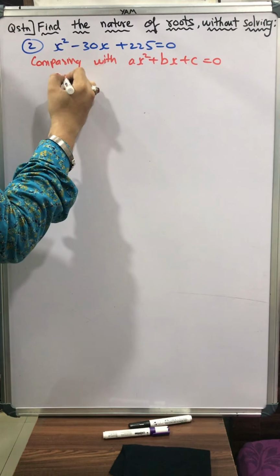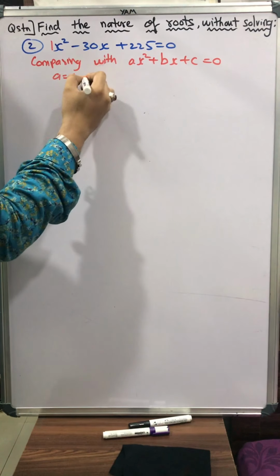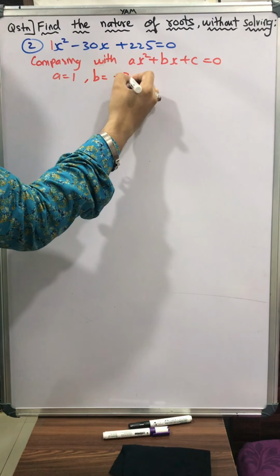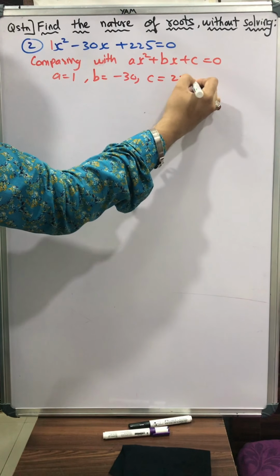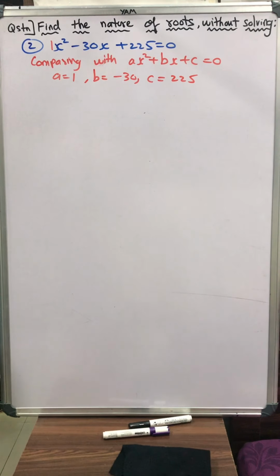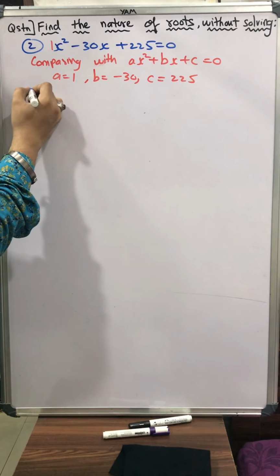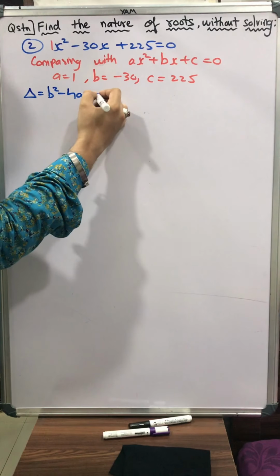So a here is 1 because along with x square we have nothing. So we always have 1. B is the coefficient of x, which is minus 30. And c is plus 225. So after writing the values of a, b and c, let's find out the discriminant. Discriminant, which is b square minus 4ac.